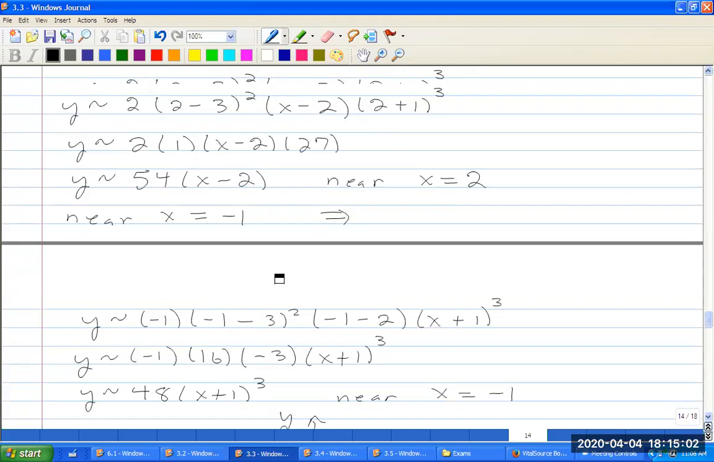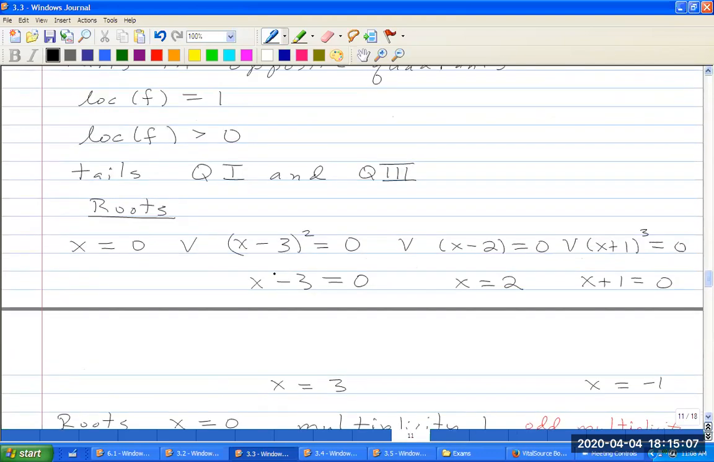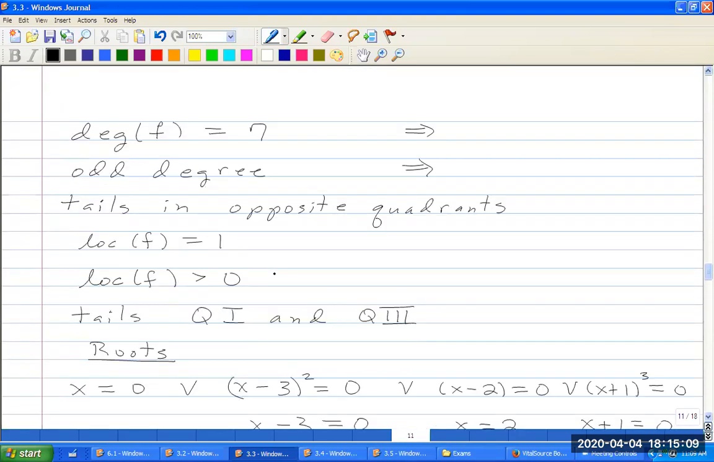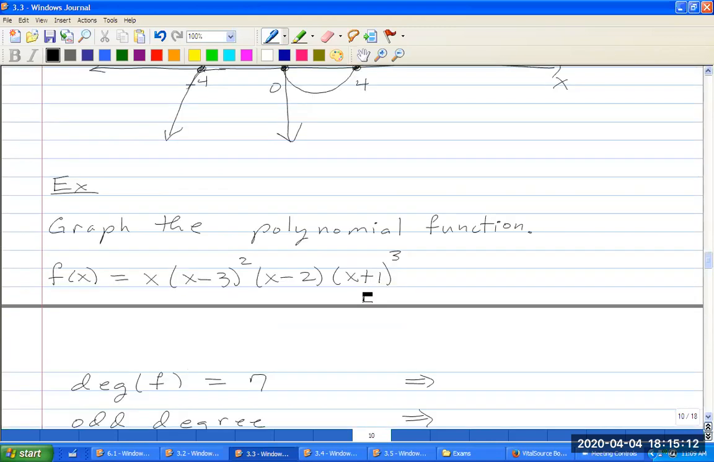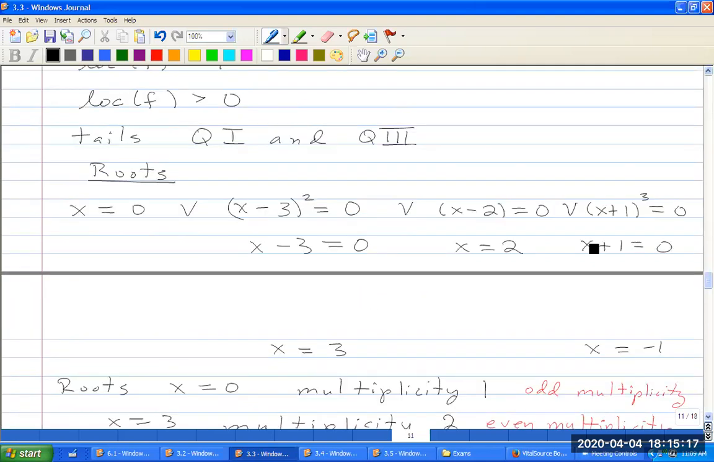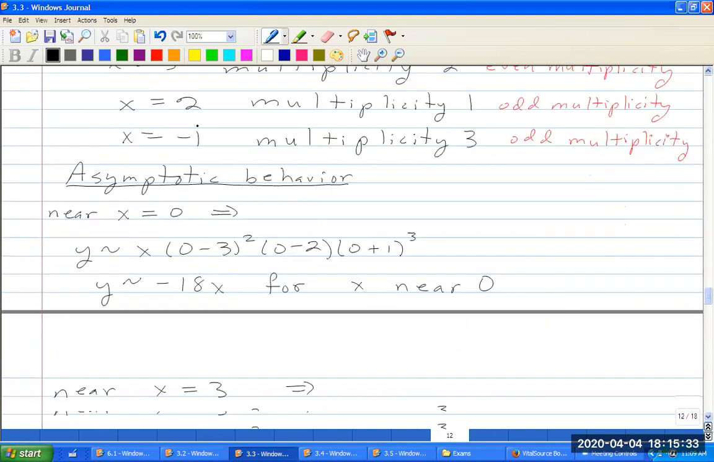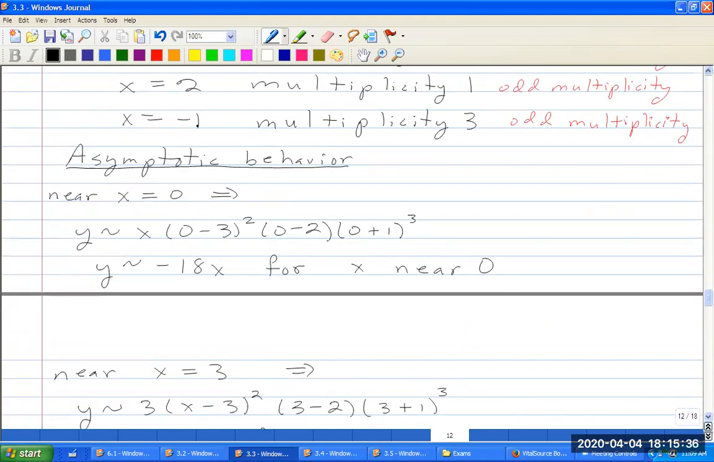So if I just did this without any asymptotic behavior, I would say, okay, it has degree 7, so everything goes into adjacent quadrants. And here are the roots, and here is the multiplicity. All I want to know is odd multiplicity for 0, even multiplicity for 3, odd multiplicities for the other 2. So everything is odd multiplicity except for at 3. So now I can say, well, let's graph it.